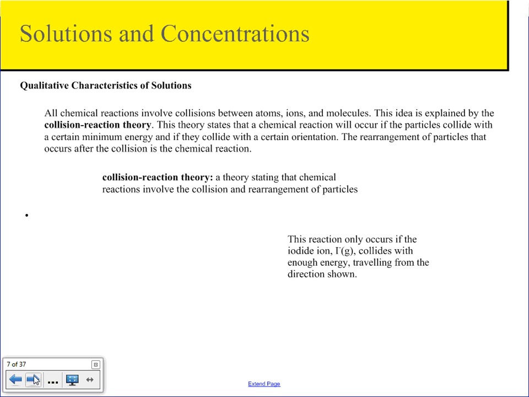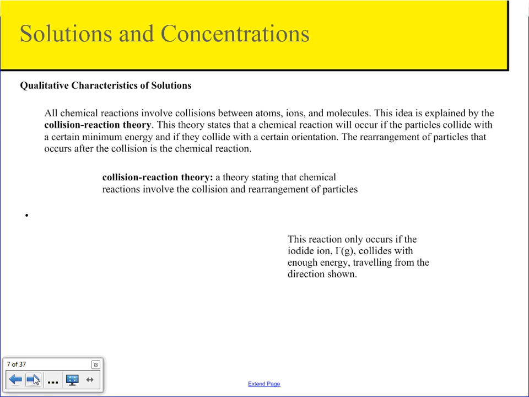Qualitative characteristics of solutions. All chemical reactions involve collisions between atoms, ions, and molecules. This idea is explained by collision reaction theory. This theory states that a chemical reaction will occur if the particles collide with a certain minimum energy and if they collide with a certain orientation. The rearrangement of particles that occurs after a collision is a chemical reaction.